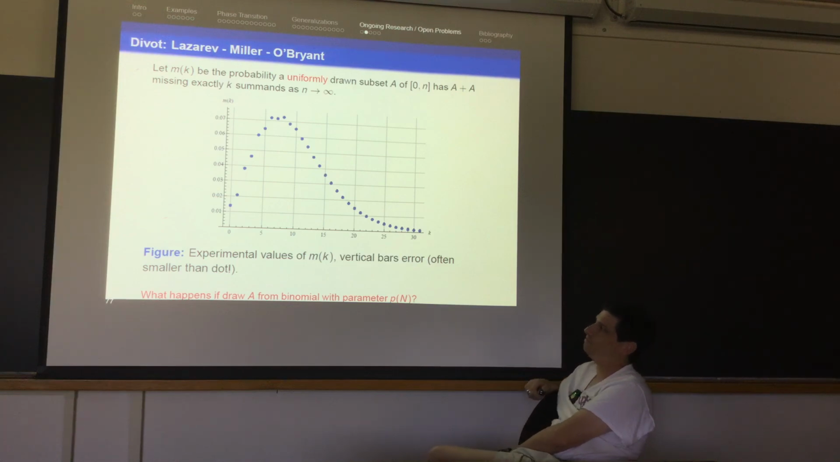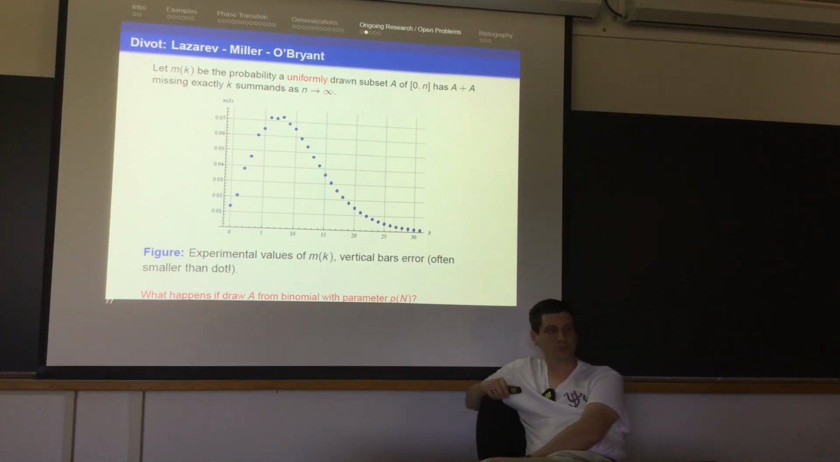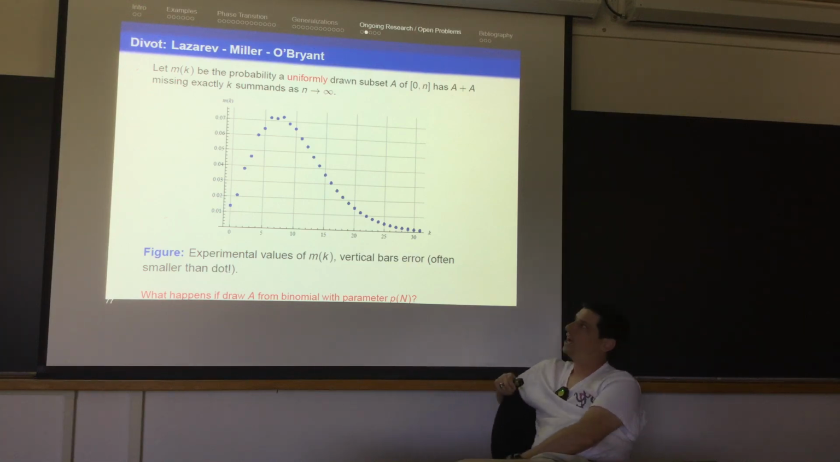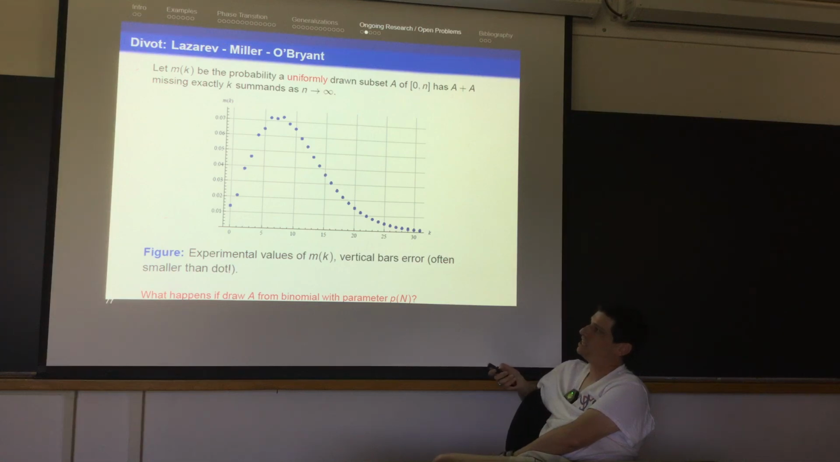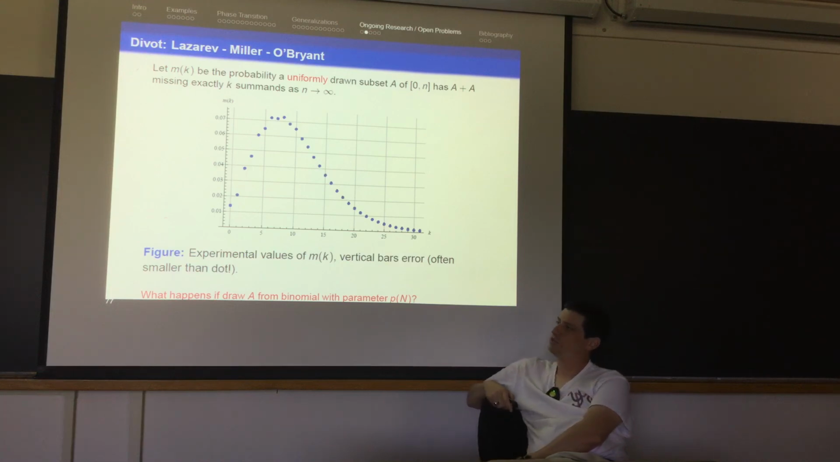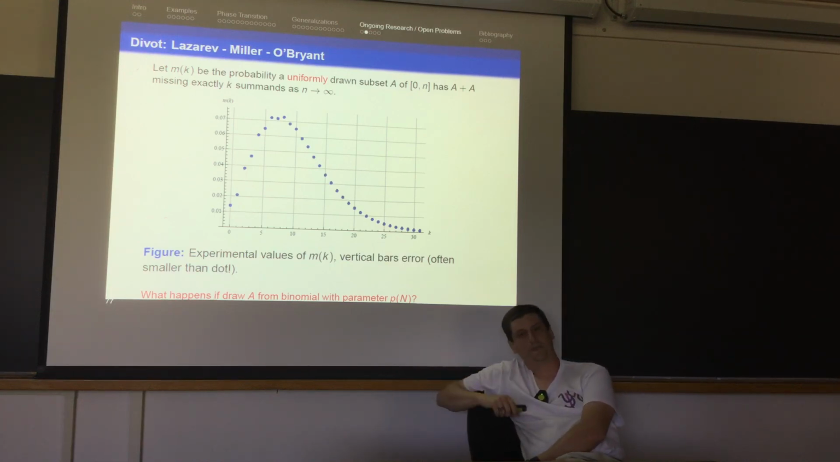This is the one that I really want to understand this summer. This is looking at uniformly drawn subsets of A, so each element is chosen with probability 1/2, and looking at the probability of missing exactly k sums. You see it goes up, drops down a bit, then goes up again. I don't have a better picture of it here, so I guess that's in a different talk. But you have that little bit of a divot, and I would love to understand what's going on.